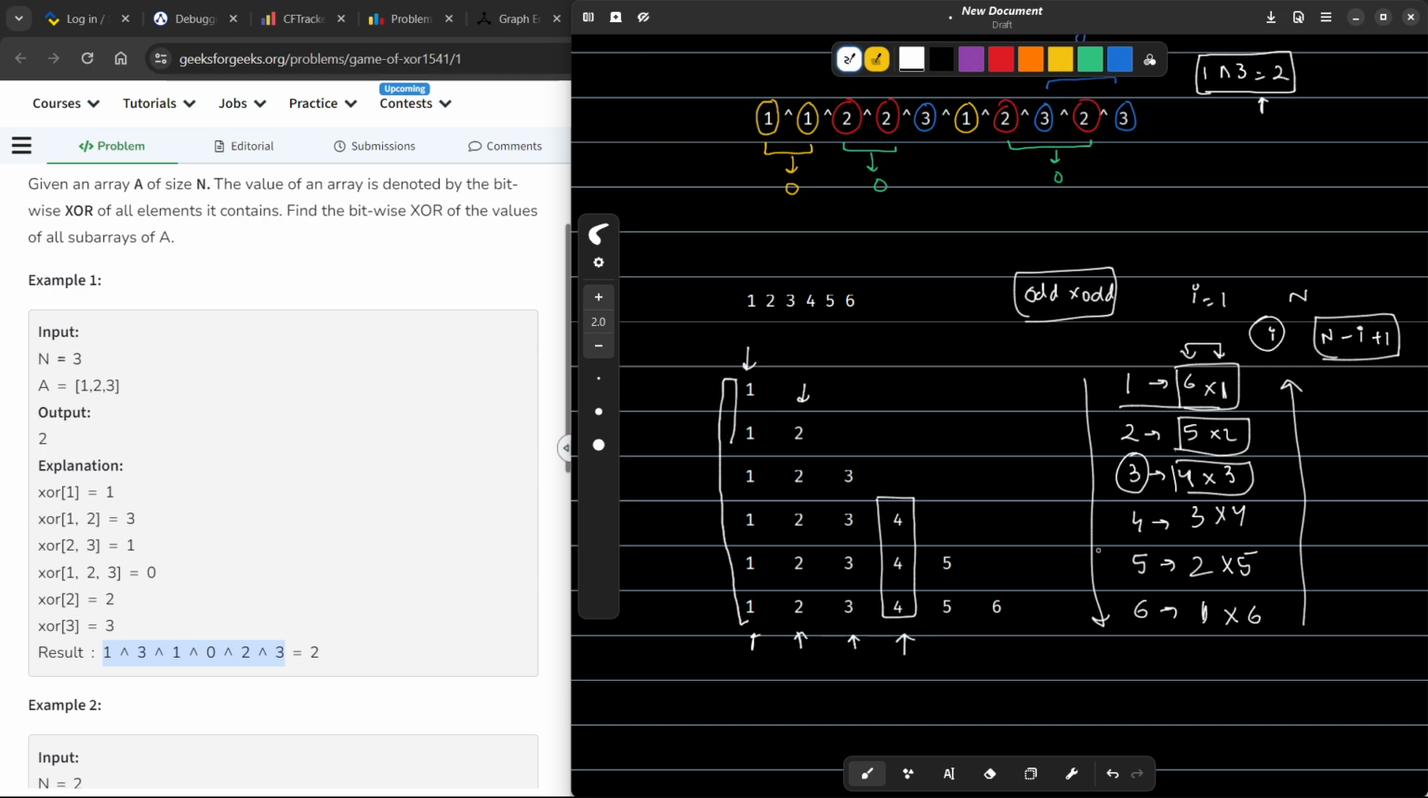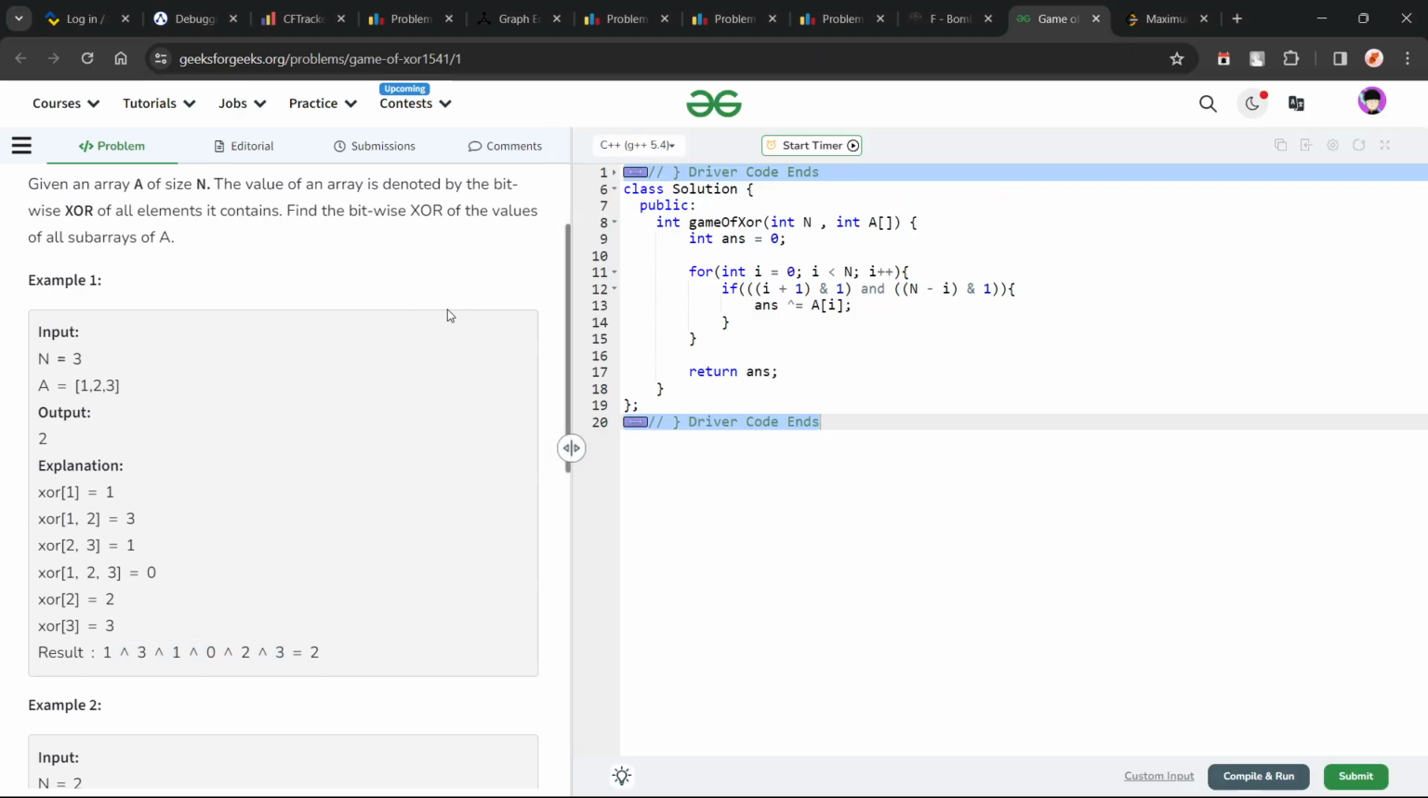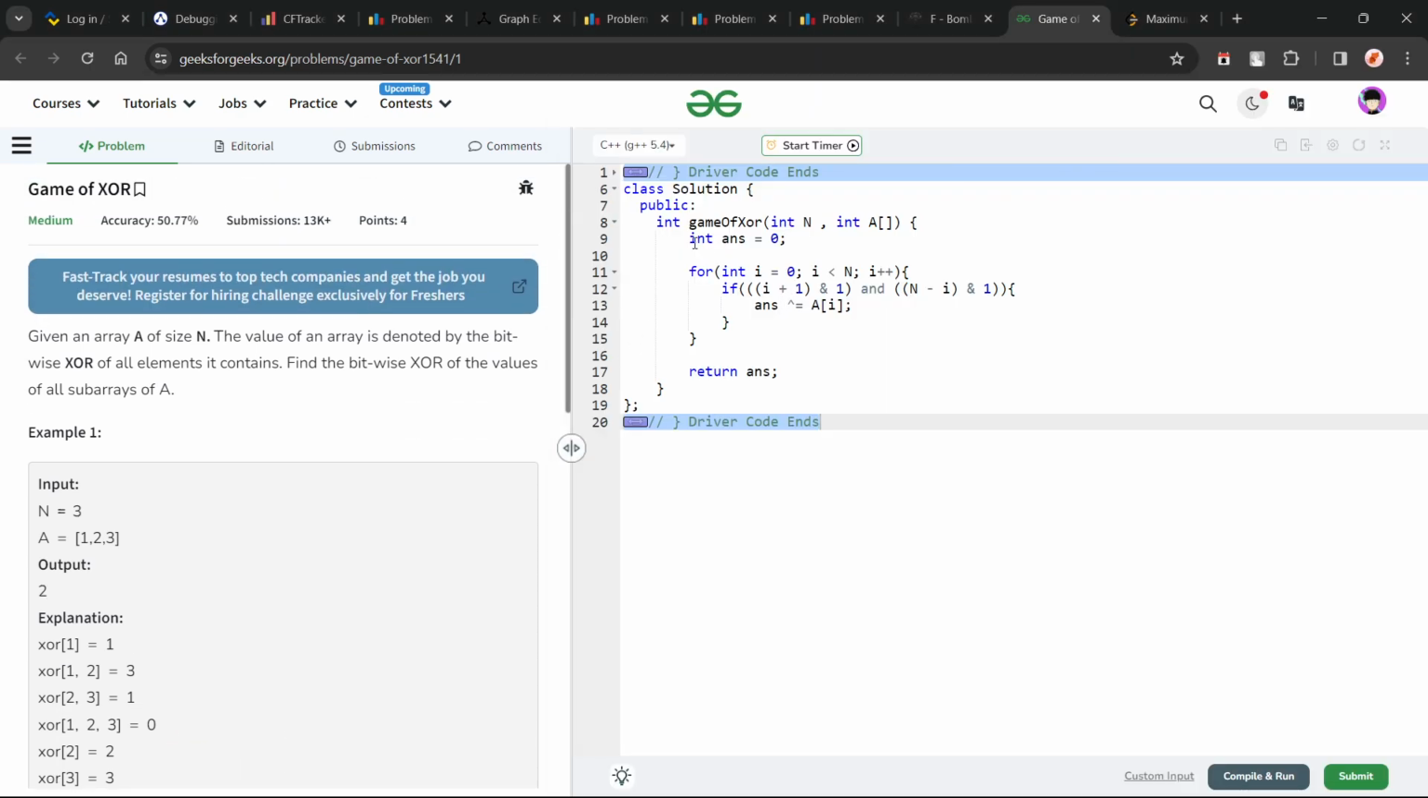You just had to reach this particular conclusion, and after it the code is very simple. So let me just show you the final code. What I've done is I have initialized my answer with 0 and I'm just going through all the values. Since this particular for loop starts from 0 and goes to less than n, I have to check whether I plus 1 is odd, and check whether n minus I is odd. If both of them are odd, I am going to take the XOR of A of I into my answer, and at the end I can just return my answer value, and this would be the final solution of this particular problem.